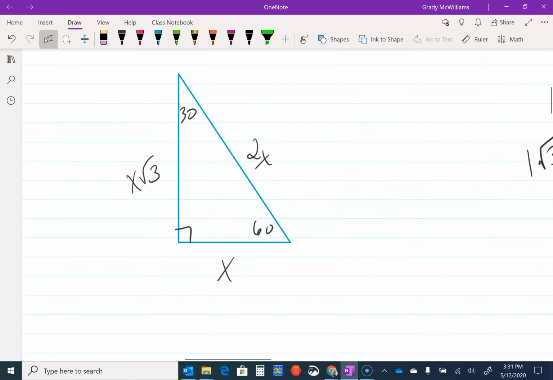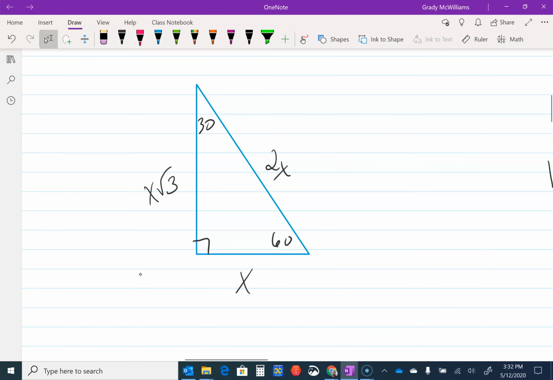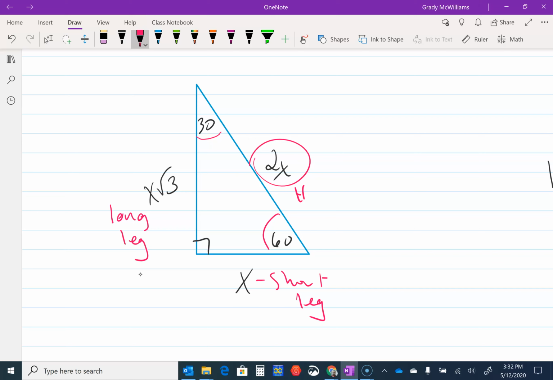Now, when we're looking at a 30, 60, 90, one of the angles is 30 degrees, and the leg across from that angle is the smallest leg. It's the smallest side of the whole triangle. Then you got an angle that's 60 degrees. The leg across from it, this one, is a longer leg. So in 30, 60, 90s, you have one leg that's longer than the other. So got to keep that in mind. And the hypotenuse is always going to be the longest side. So this is the shortest side. This one's a little bit longer. This is the long leg, and this is the short leg. And then you got the hypotenuse.